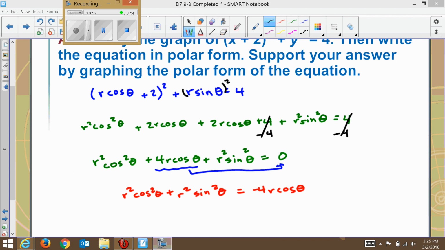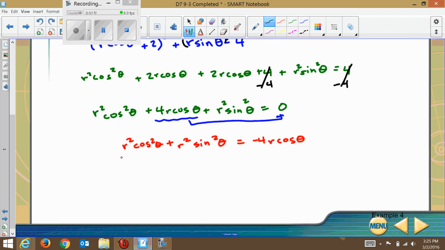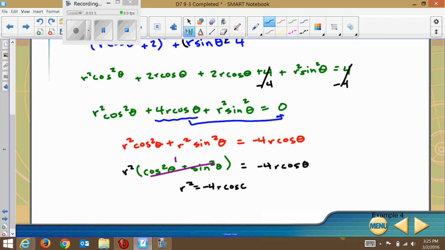Now I'm going to do a kind of weird trick. I'm going to pull out the r squared, which is like reverse distribution. And so when I do that, I'm left with cosine squared theta plus sine squared theta. And that's going to equal, over here, this side stays the same, negative 4r cosine theta. Now, if you remember from earlier this year, cosine squared plus sine squared is equal to simply 1. So if I simplify that, I have r squared equals negative 4r cosine theta.